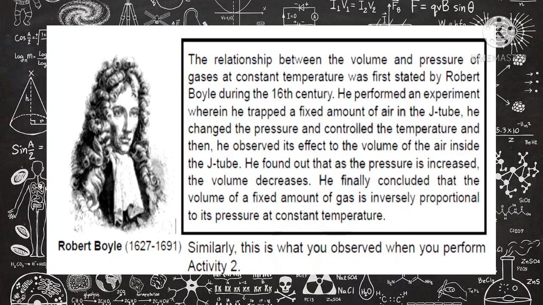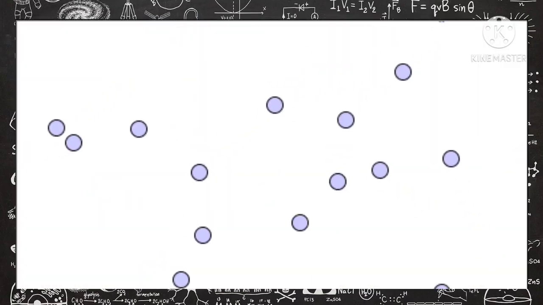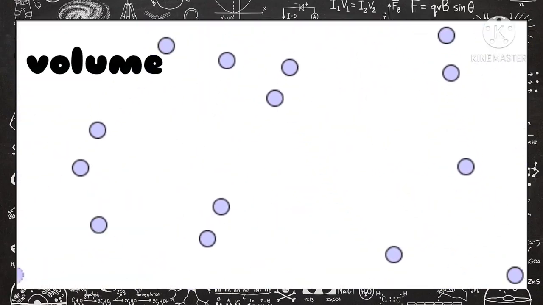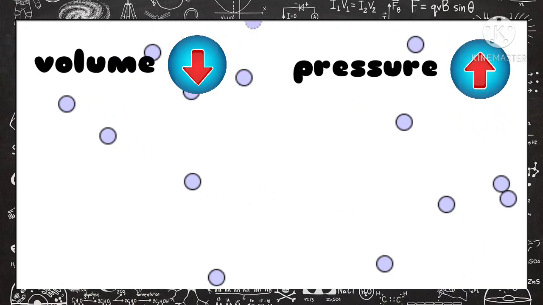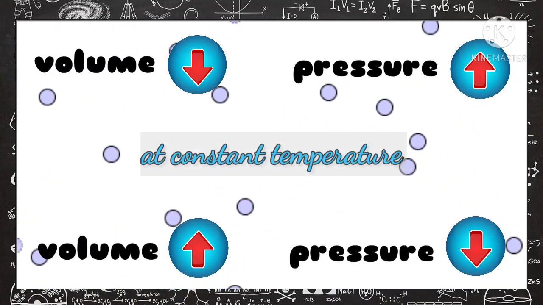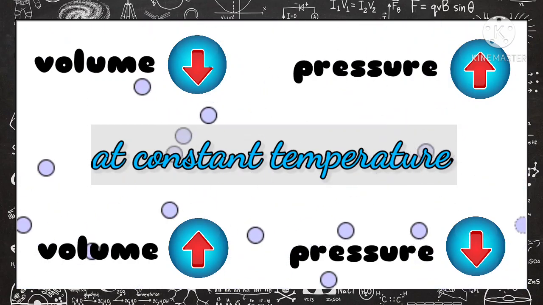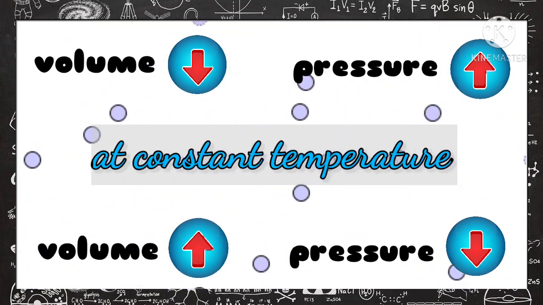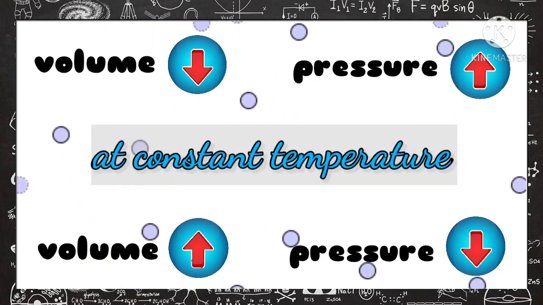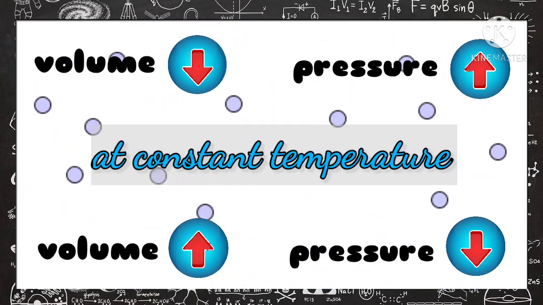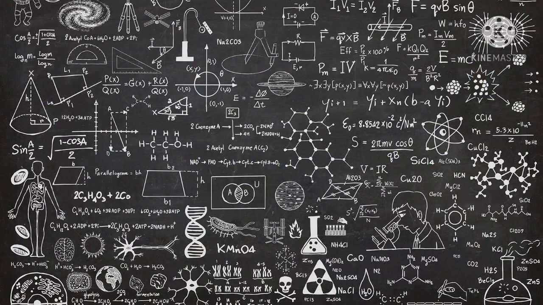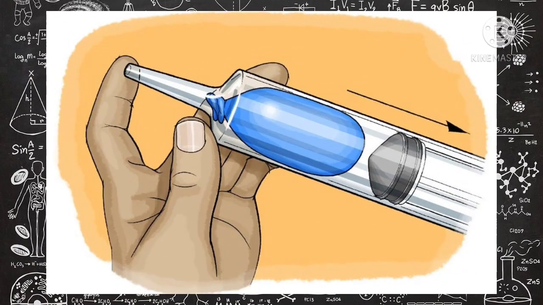inversely proportional. It means that with a fixed amount of gas, the volume decreases as pressure increases, and vice versa, at a constant temperature. With the behavior of gases, the inverse relationship between volume and pressure will be justified only if the temperature of the gas is not changing. Similarly, that is what you have observed in your activity with the syringe and the balloon.